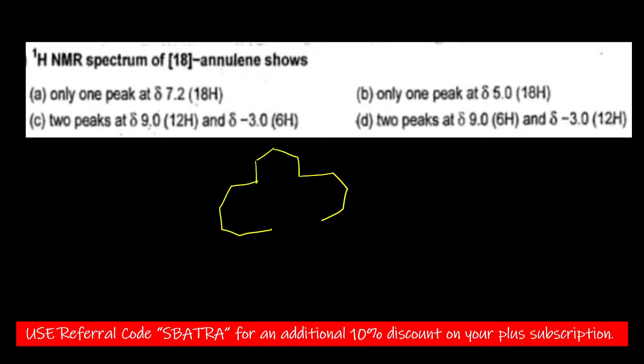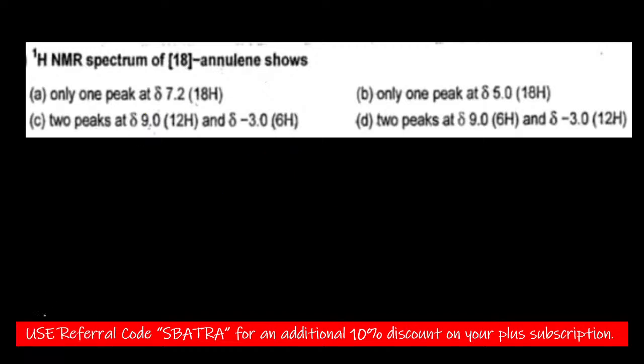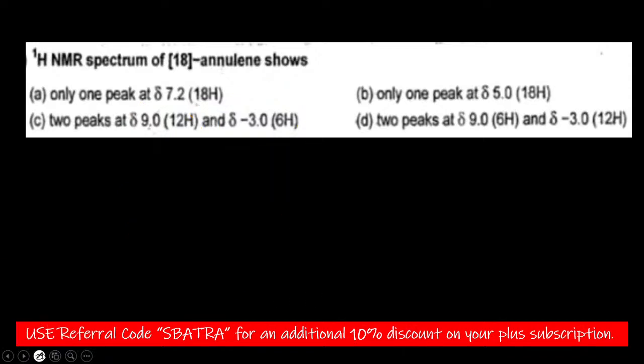And we will definitely have 12 different types of protons at this high deshielded value, and 6 different types of protons at low deshielded value, okay. So due to aromatic character, inside protons would be shielded and outside protons would be deshielded, okay. So this is basically your deshielded and this is basically your shielded protons, right. So this is how we can find this value, and the correct answer would be option C. Great, okay. Let's go to next question.